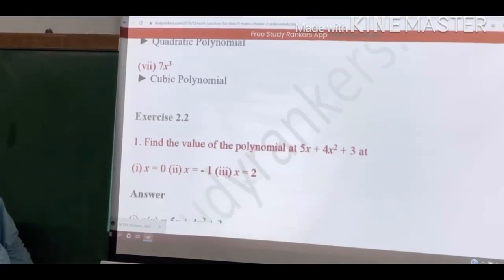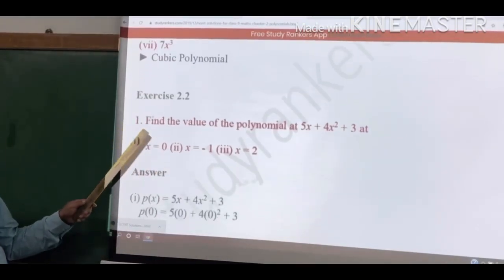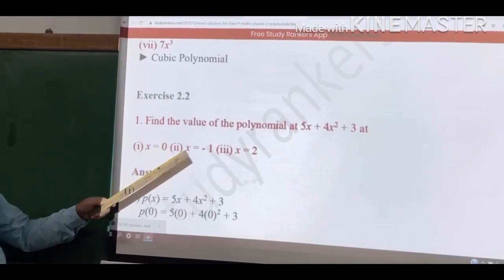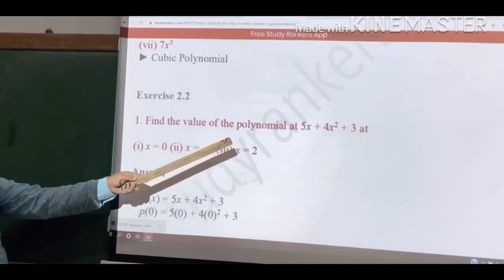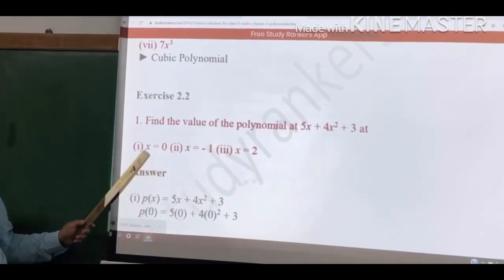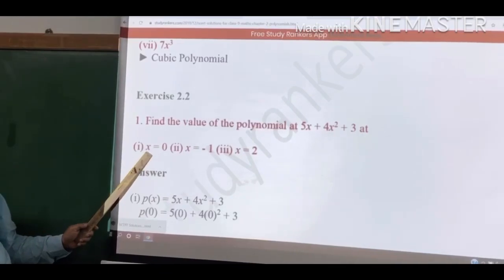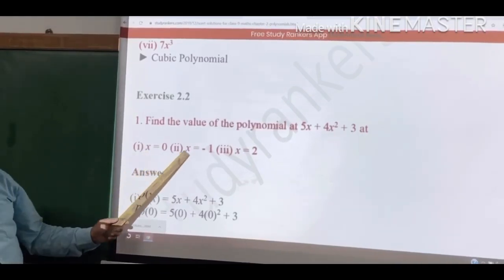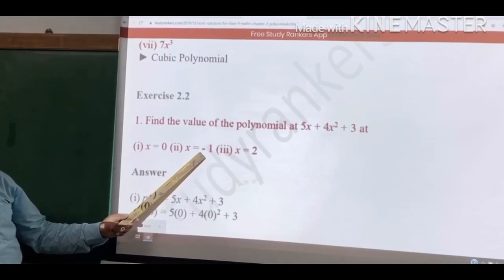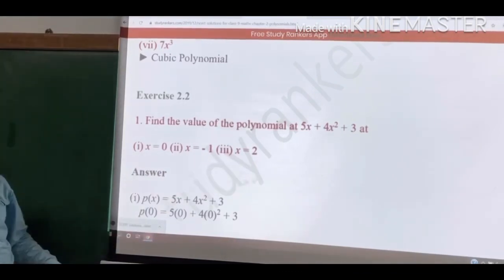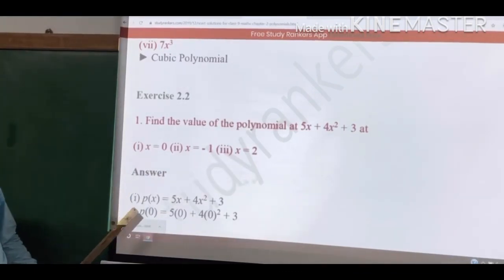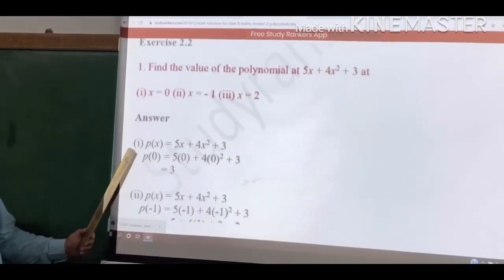Now here exercise 2.2 starts. Find the value of the polynomial 5x plus 4x square plus 3x. First question, we have to apply x equal to 0. Second, in that we have to apply x equal to minus 1. And in the third one, we have to apply x equal to 2. So, we see that question.